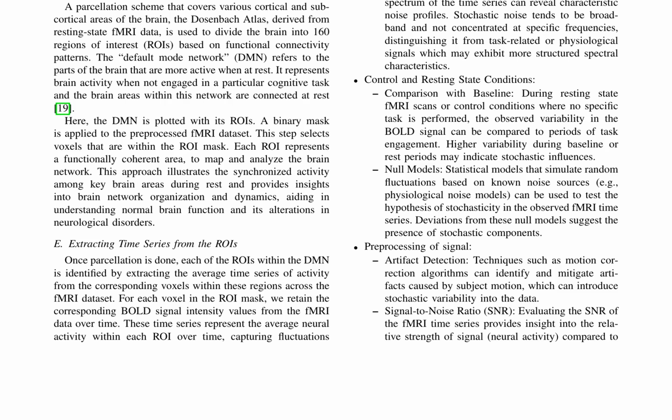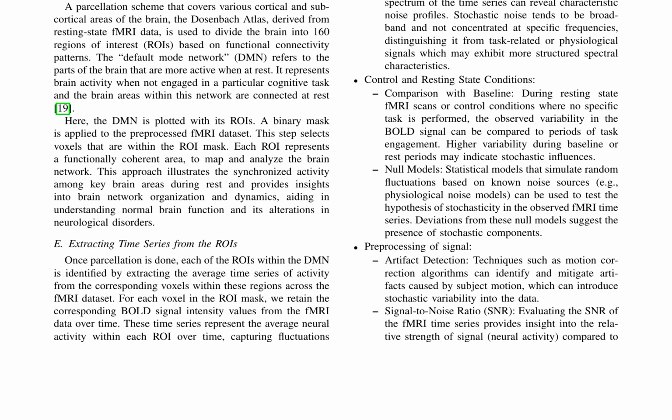Plotting the DMN with several ROIs. Using a parcellation scheme that covers various cortical and subcortical areas of the brain, the Dosenbach Atlas, derived from resting state fMRI data, to divide the brain into 160 regions of interest, ROIs, based on functional connectivity patterns. The default mode network, DMN, refers to the parts of the brain that are more active when at rest. It represents brain activity when not engaged in a particular cognitive task, and the brain areas within this network are connected at rest.